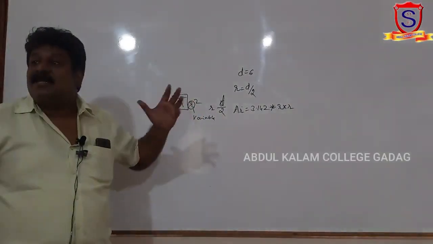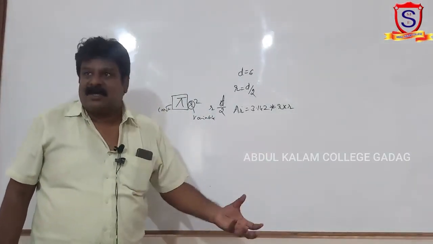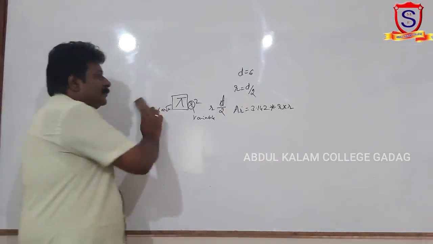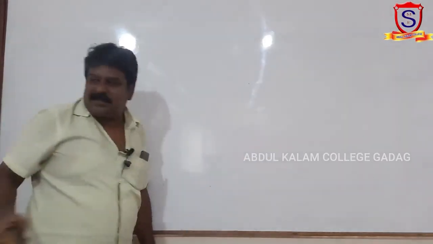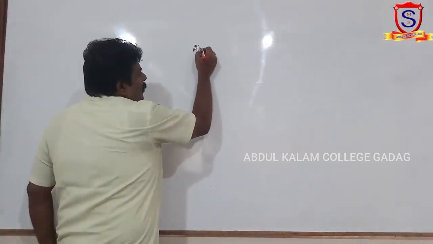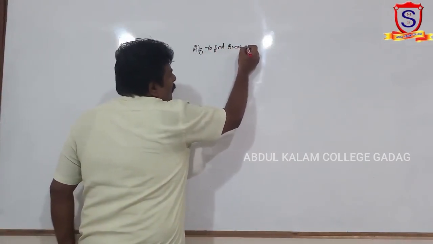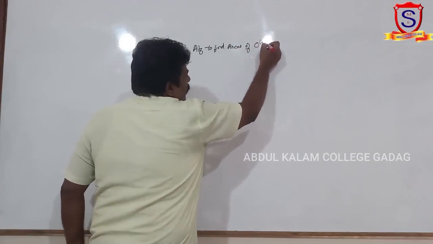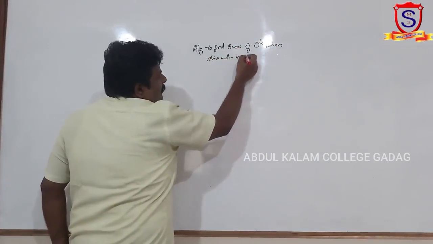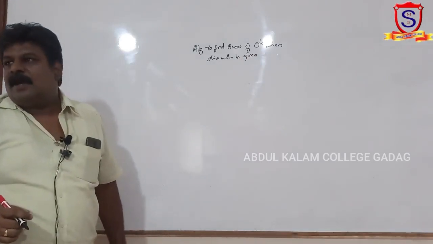So now let's learn how to put this particular task in terms of algorithms. Understood? Now, always we must write the name of the algorithm. What is the name of algorithm? Algorithm to find area of circle when diameter is given. Okay, always we have to write the header. Next, what we must write?